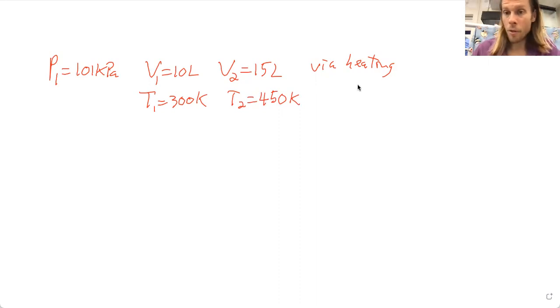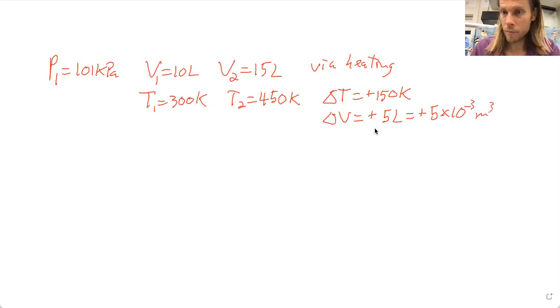So immediately I would write down things like this. Delta T is positive, 450 minus 300, 150 Kelvin. Delta V is positive, 5 liters, which is, careful, you need cubic meters, 5 times 10 to the negative 3 cubic meters. Subtracting the liters first is probably a good idea, and then converting to cubic meters by just dividing by 1,000. You can do decimals if you like, but I'm going to do scientific notation. I would write that down first.